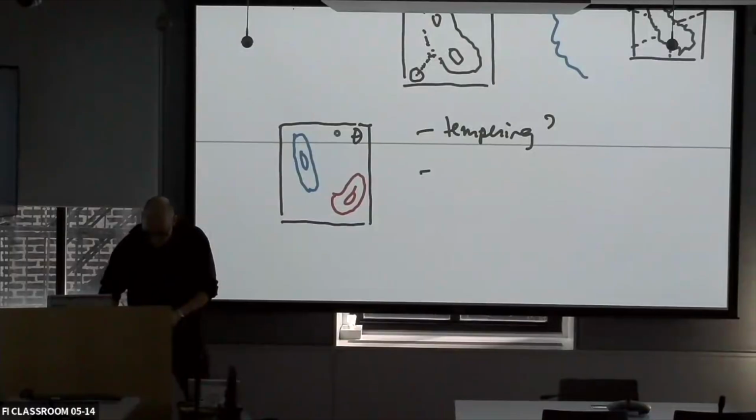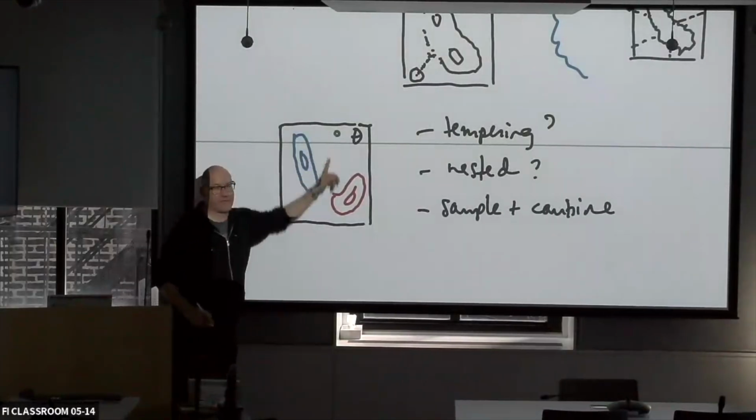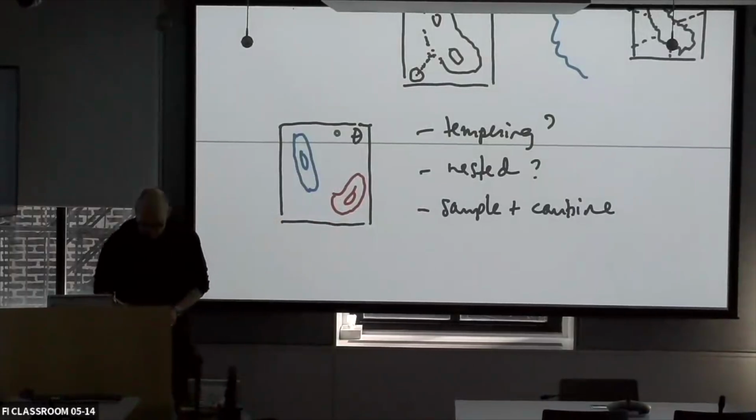Tempering, there's this thing called nested sampling. And then there's things where you sample and combine, meaning I try to separately sample the different modes and then combine the modes. And then there's a fourth thing you can do, which Sadri just suggested, which is you somehow soften your likelihood.